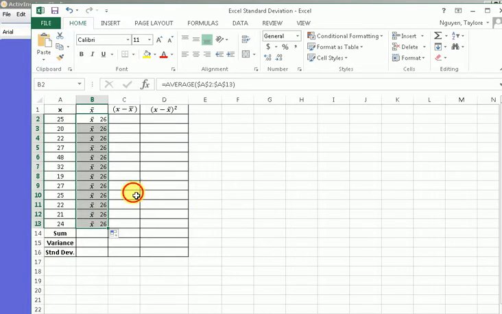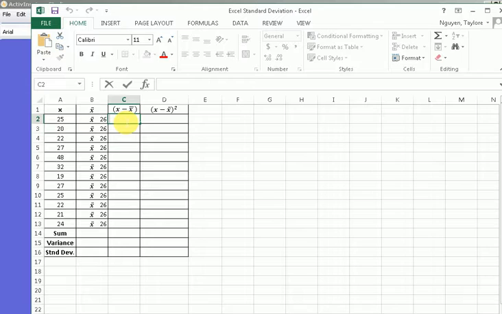So now, I have to find the difference between this X value and this mean, correct? So here's what I'm going to do. You always start with equals, and you tell it what you want to do. Okay, I'm going to say equals, and I want to find the difference between A2 and what else? Yeah, B2. A2 minus B2. And then I'm going to press enter. Well, 25 minus 26 is -1, right?